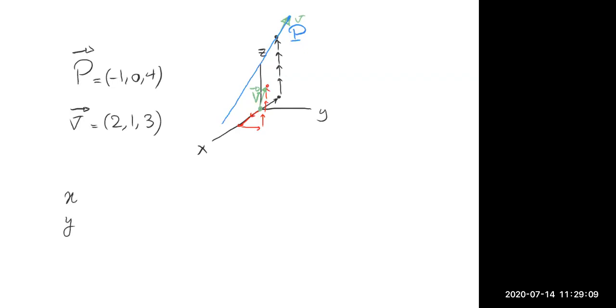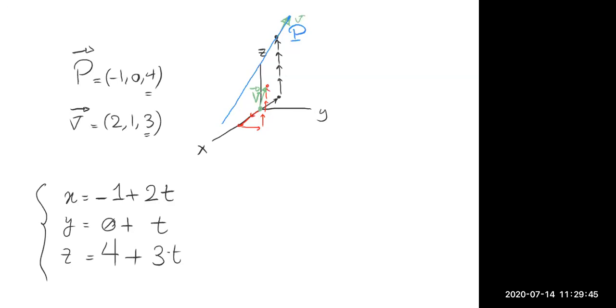X, Y, and Z, by definition, are equal to the following. X is equal to the first coordinate of P, which is -1, plus the first coordinate of V, which is 2, times t. The second coordinate, Y, is equal to the second coordinate of P, which is 0, plus the second coordinate of V, which is 1, times t. 1 times t is just t. Z, the last one, is equal to the third coordinate of P, which is 4, plus the third coordinate of V times t, which is 3t. So these are the parametric equations.